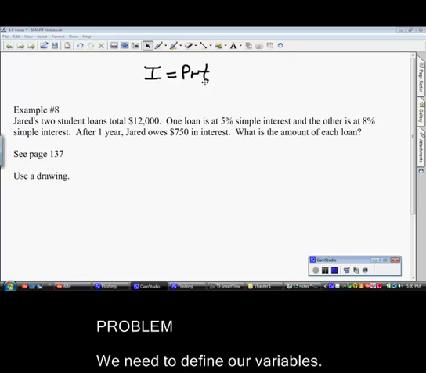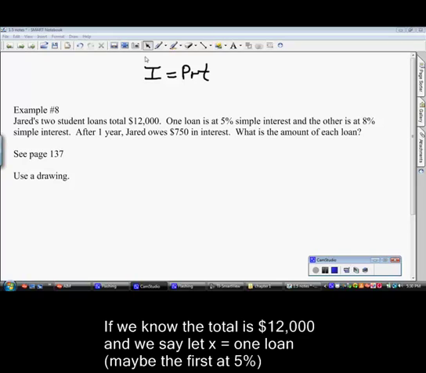Now, when we look at this problem, it says that Jared's 2 student loans total $12,000. One loan is at 5% simple interest, and the other is at 8% simple interest. After 1 year, Jared owes $750 interest. What is the amount of each loan? So we need to define our variables just like we did in previous problems.